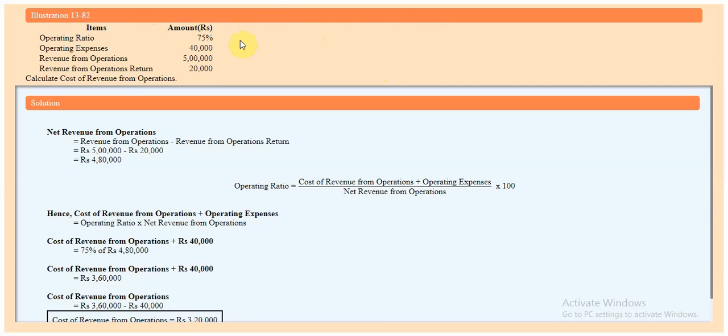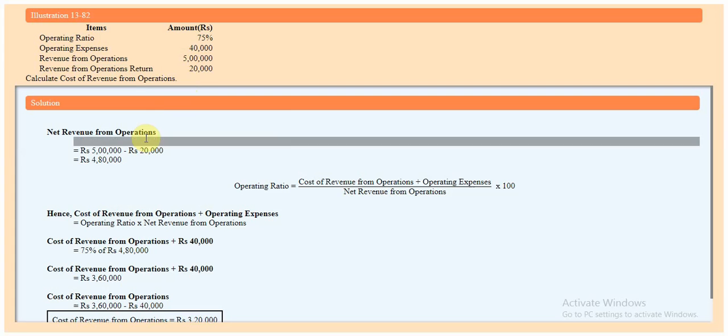In the next problem, they have directly given us the operating ratio. Okay, operating ratio is already given. It is 75%, and operating expenses is also given, it is 40,000 rupees. Revenue from operations is 5 lakh and revenue from operations return. See friends, what is this revenue from operations return? It is nothing but sales return. So sales return is 20,000. They have asked us to calculate cost of revenue from operations.